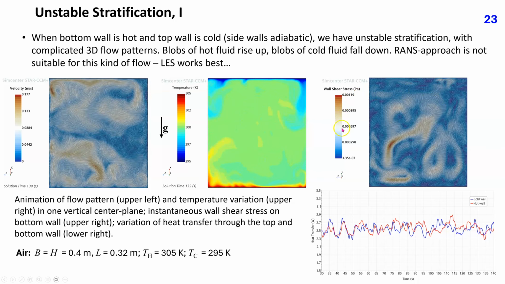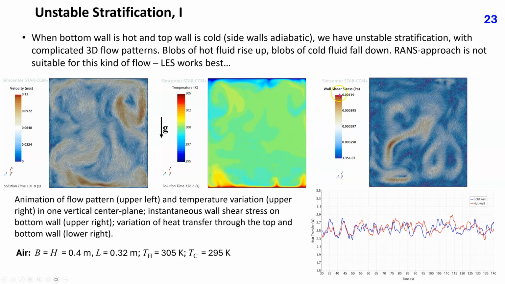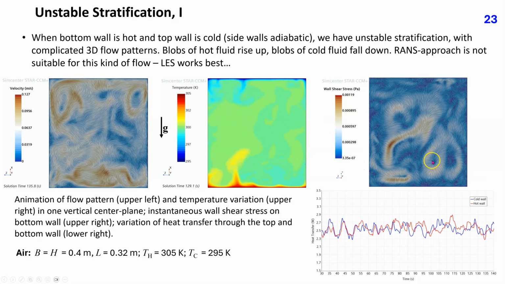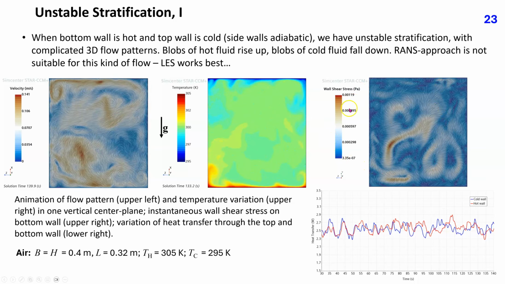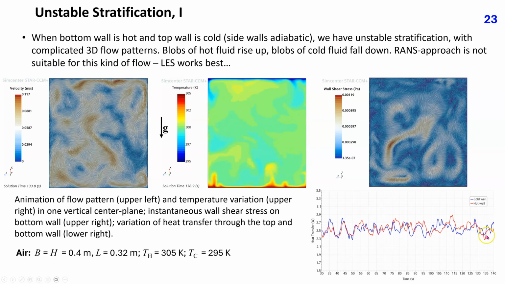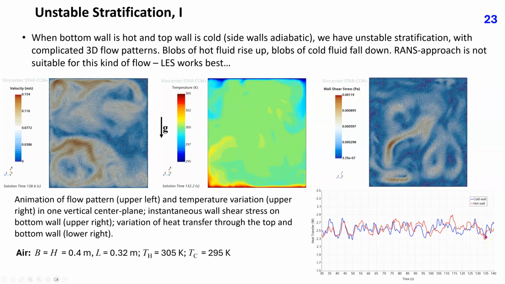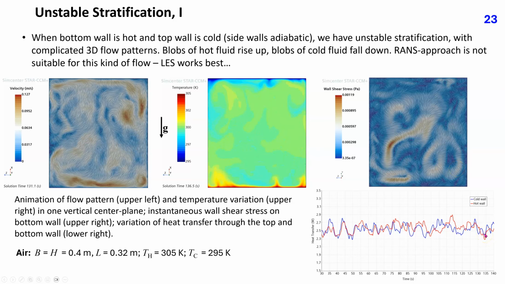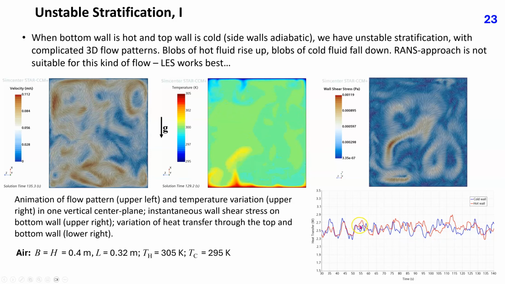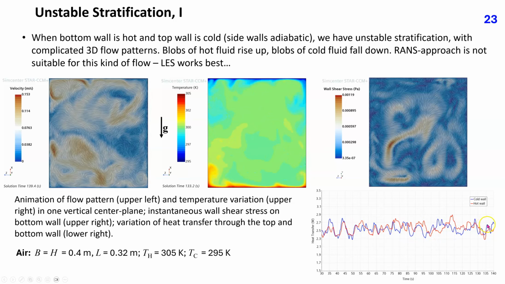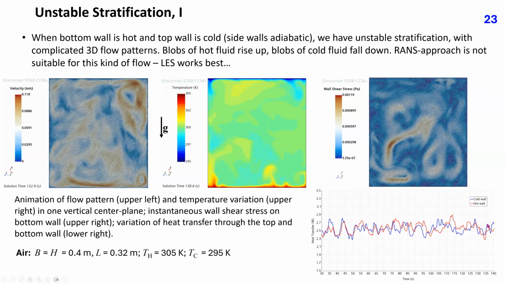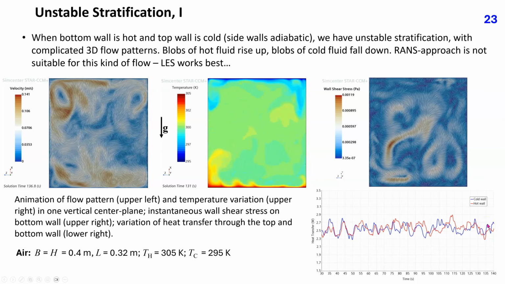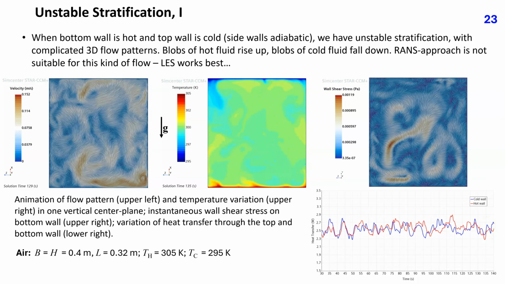This plot shows instantaneous wall shear stress on the bottom wall, highlighting the complex flow pattern in the vicinity of the hot wall. This plot shows the variation of heat transfer with time at the two isothermal walls. On average, the same amount of heat is transferred at both walls, but temporarily heat is both accumulated in and drained from the cavity.